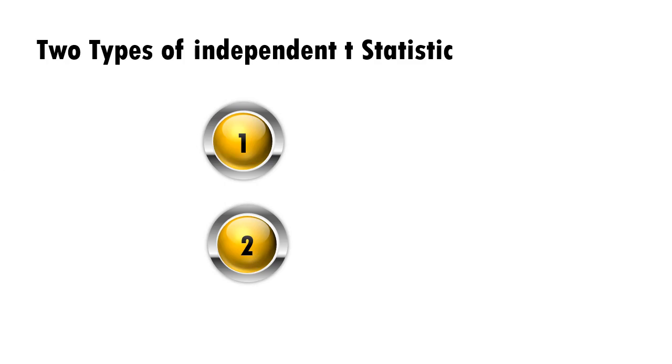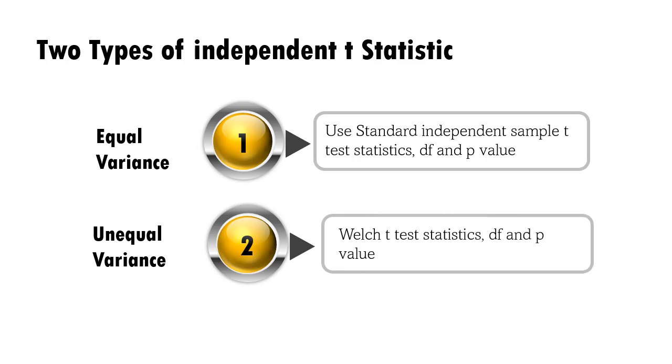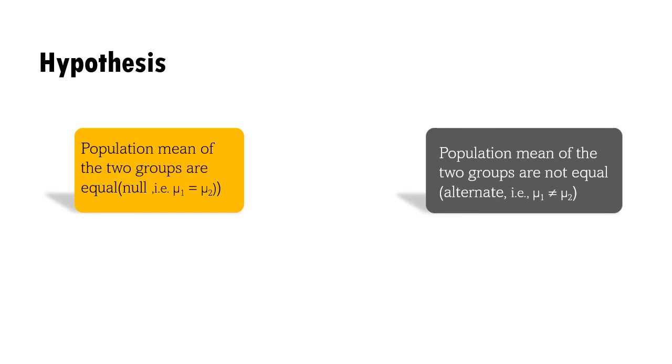So based on the result of Levene's test, there are two types of independent t statistics. The first statistic uses the assumption of equal variance, and if the assumption of equal variance is met, then you should use the standard independent sample t-test statistic, its degree of freedom and p-value. If this assumption of equal variance is not met, then you should use the Welch t statistic, its degree of freedom and p-value. So the null hypothesis for independent sample t-test is that the population means of the two groups are equal, and the alternate hypothesis is that the population means of the two groups are not equal.